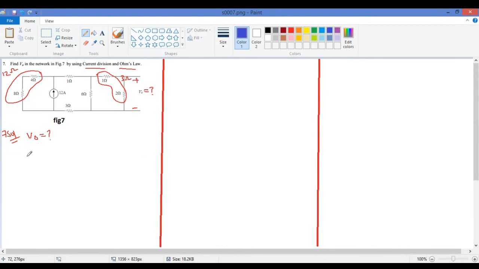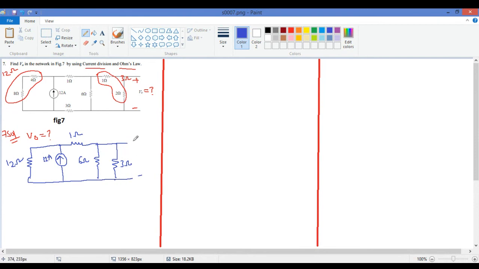So in step 1 we have 12 ohms here, and you have 12 ampere of current flowing, 1 ohm, 6 ohm, and here you have 3 ohms, and this is negative, this is positive. This is the V naught we need to find out.